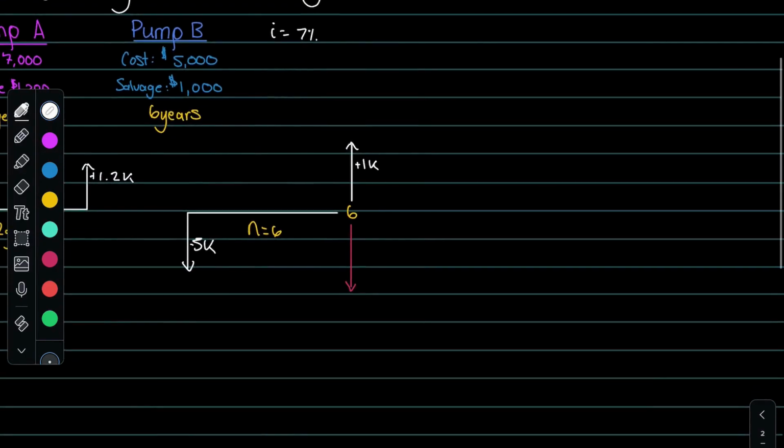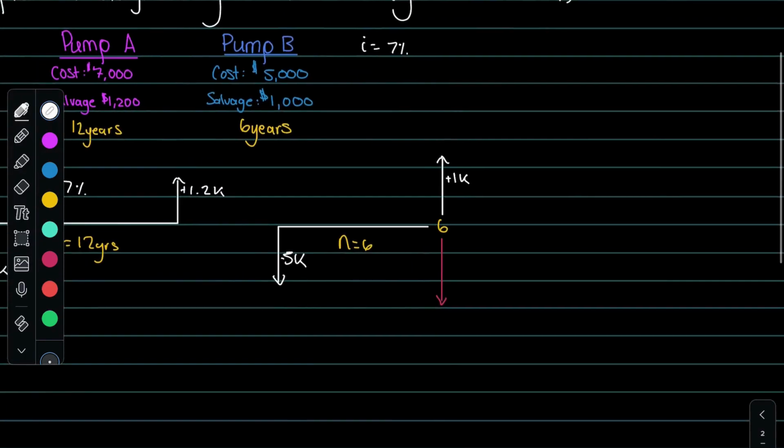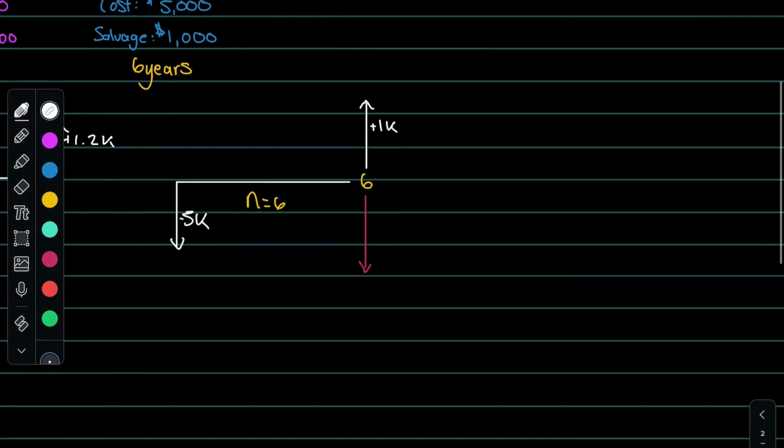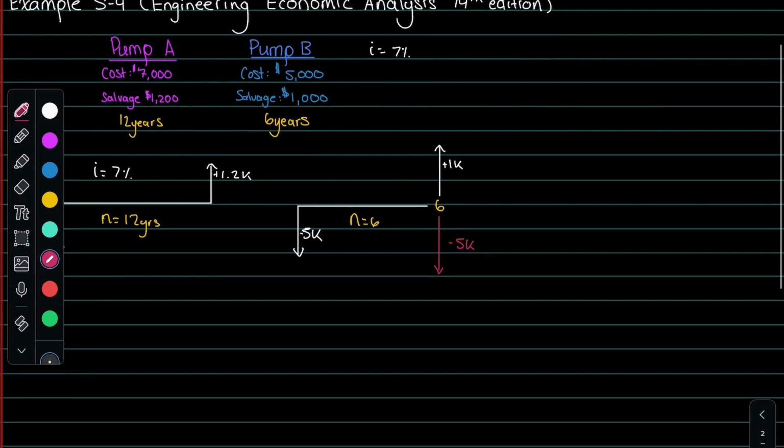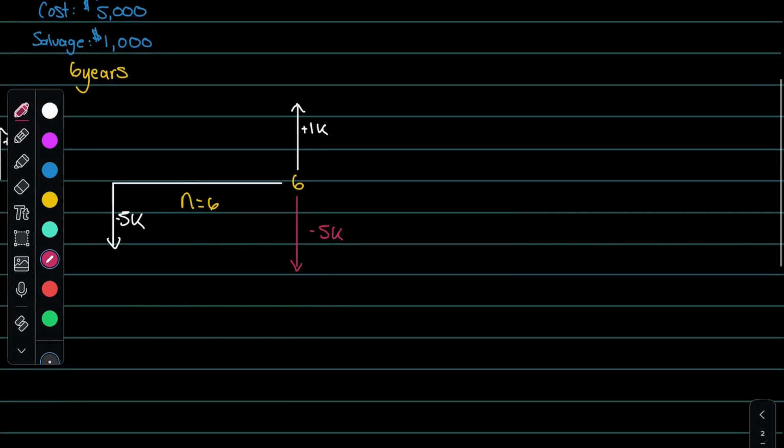So drawing a full lifespan comparison to pump A, we see that in the first 6 years, we have to now buy another one in order to fully last the life cycle of pump A, and then draw another 6 years out, and that puts us at what? Now we're at 12 years. So now our N is the same as pump A.